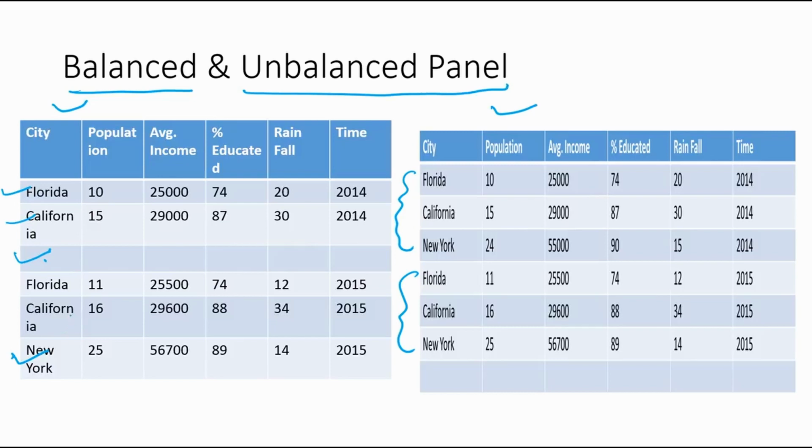So if any one of these is missing, which often happens in panel data analysis, where we could come across cases where we have got missing data, that becomes unbalanced panel data. And the analysis used for balanced and unbalanced panel data is different in some sense. In this particular session, we'll talk mostly about the balanced panel data.